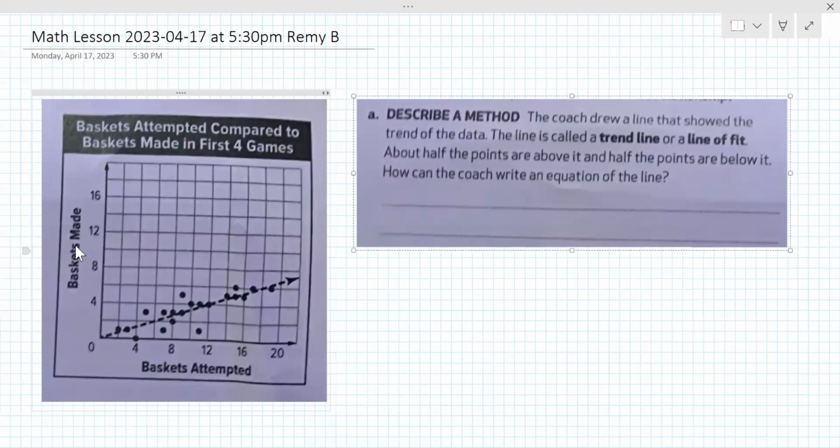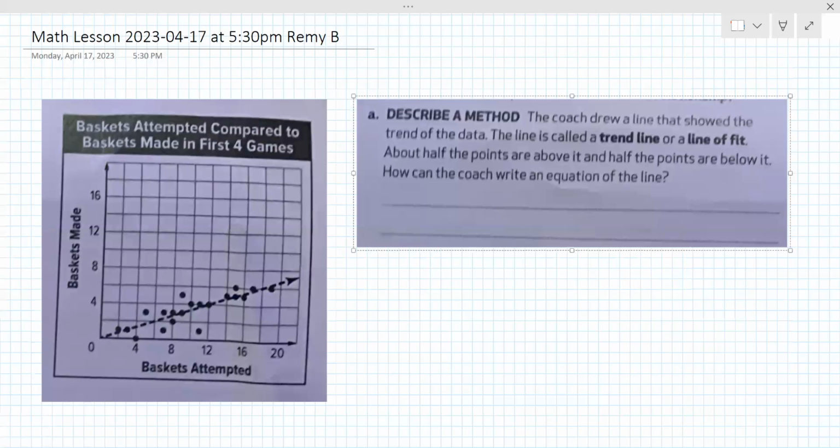So here's the graph. It's the baskets made, baskets attempted. So I guess they took some players. They said, okay, someone here took like 16 shots and they made maybe 5 of them. Someone took 4 shots and didn't make any, things like that. And there's kind of a line through this. See this arrow here? Kind of a line through the data. Do you see that? Yeah.